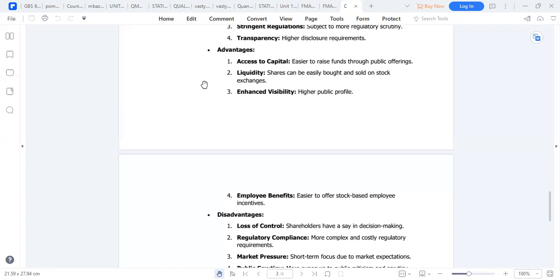So the accounts of a company which is trading on a public stock exchange have to be published publicly. So people have to know what is happening in there. The profile that a company may have may be an advantage and a disadvantage at the same time. If you're doing fine, it's an advantage, it's a big company. Employee benefits are also easier to offer, such as stock-based employee benefits in public companies.